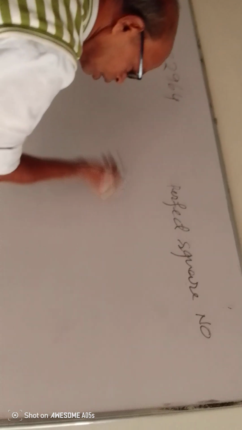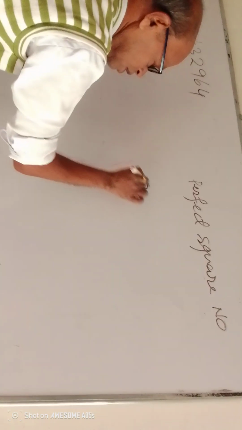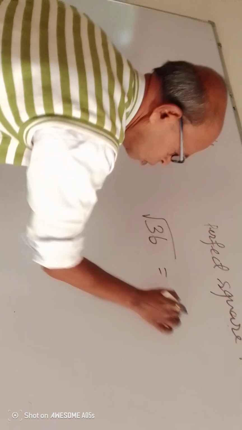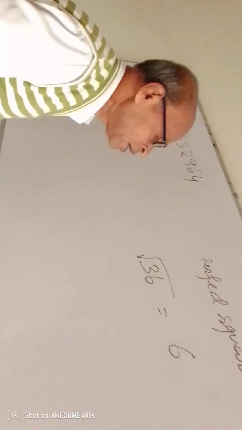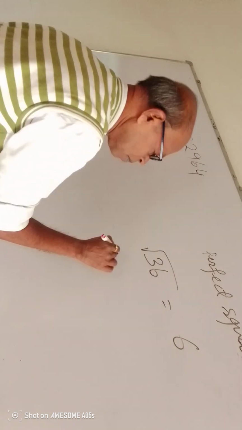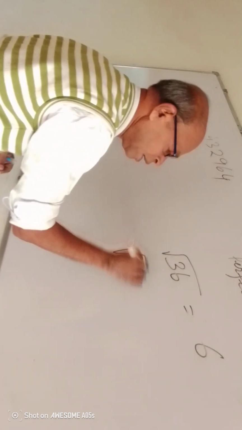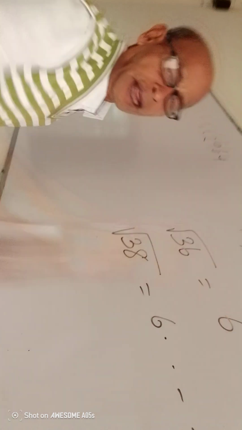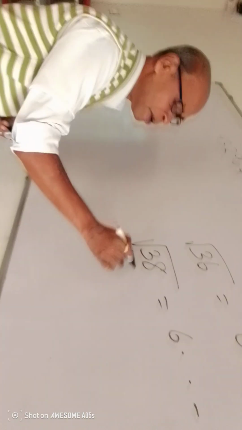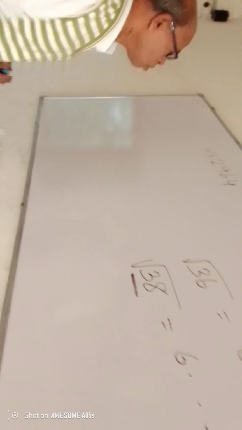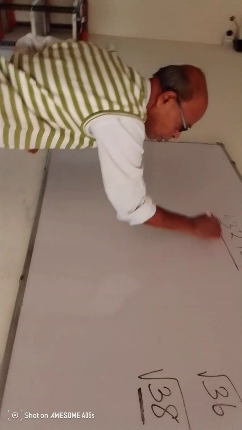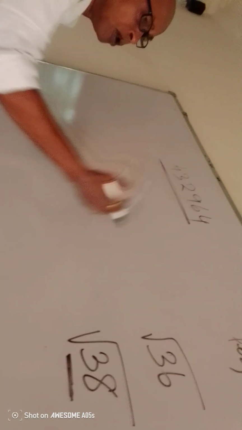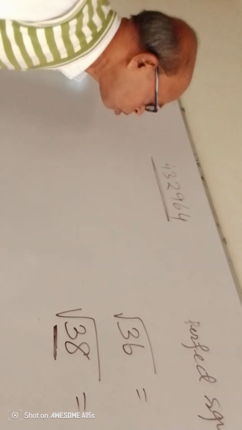Like 36. It is a perfect square number because its square root is coming a whole number. If I find the square root of 38, then it will come in decimal quantity. 6 point something we will get. So it is not a perfect square number. So we don't know whether this is a perfect square number or not, so its answer will come in a whole number or in a decimal number, we don't know.